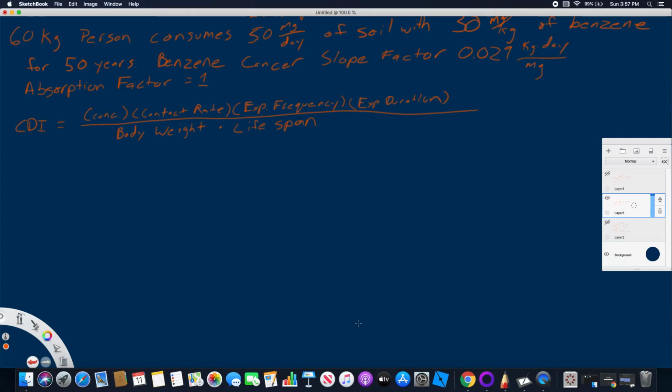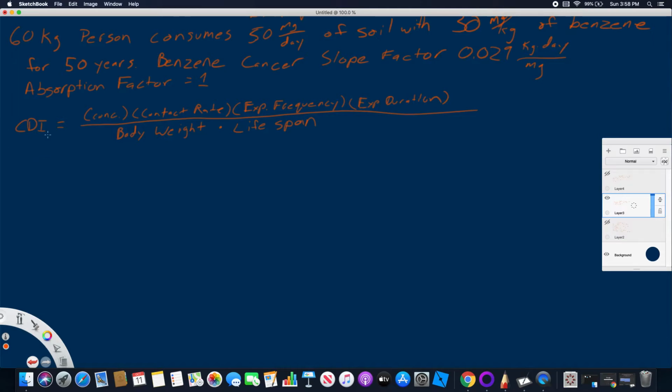The benzene cancer slope factor is 0.029, and it's kind of inverted from consumption, so it's kilograms days per milligram, with an absorption factor of 1. In this case, it means that all exposure was absorbed. We're not going to limit it based on some kind of exhalation that wasn't absorbed. It's fully absorbed.